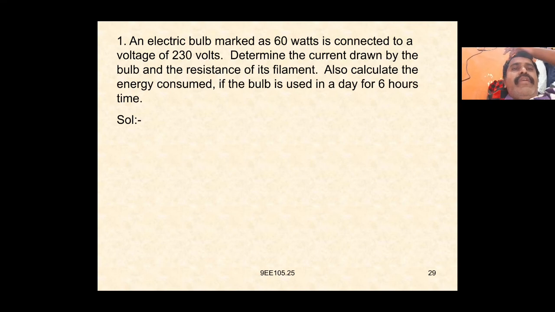So an electrical bulb marked as 60 watts is connected to a voltage of 230 volts. Determine the current drawn by the bulb and the resistance of its filament. Also calculate the energy consumed if the bulb is used in a day for 6 hours time.